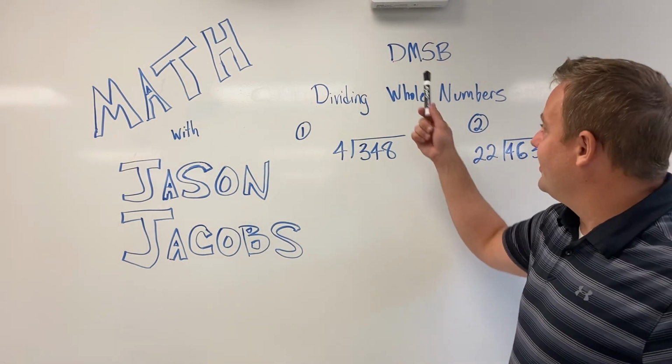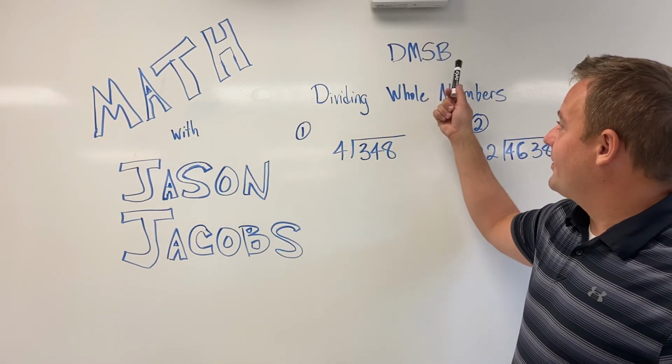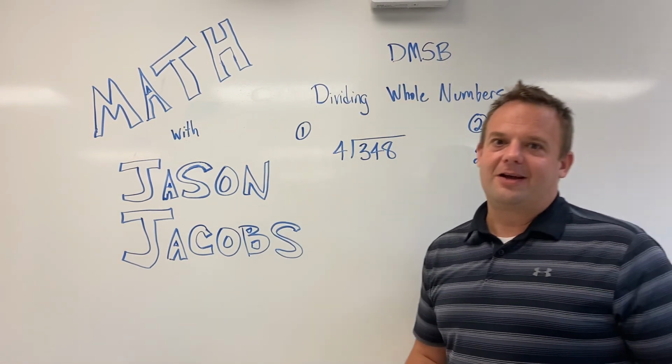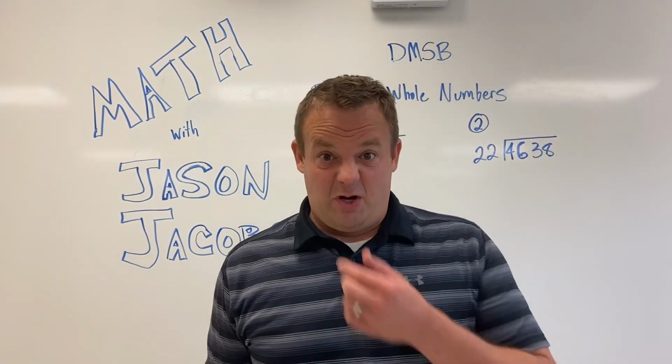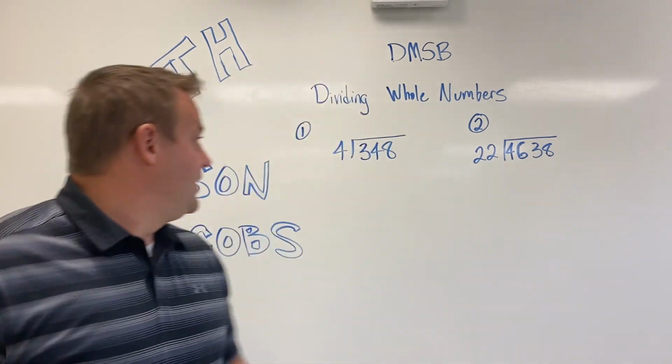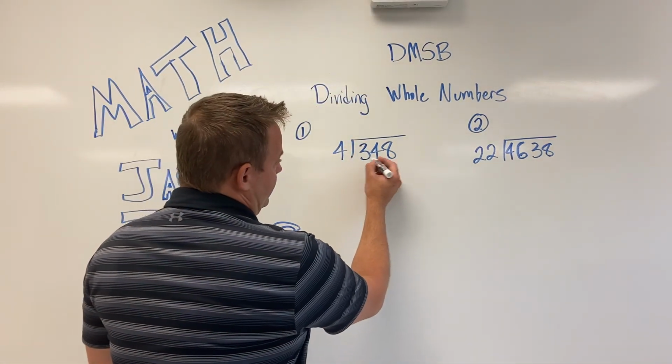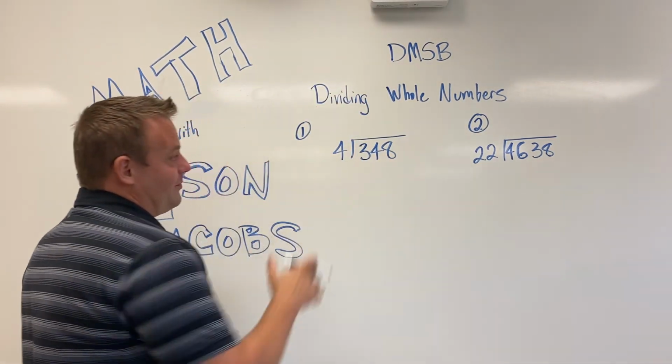I like to remember: divide, multiply, subtract, bring down. You could come up with a mnemonic like "Dad, Mother, Sister, Brother," or "Dead Monkeys Smell Bad." Anyway, here we go. We have 348 divided by 4.